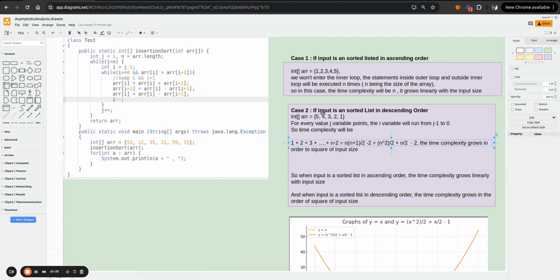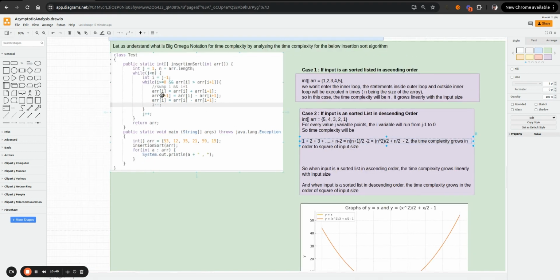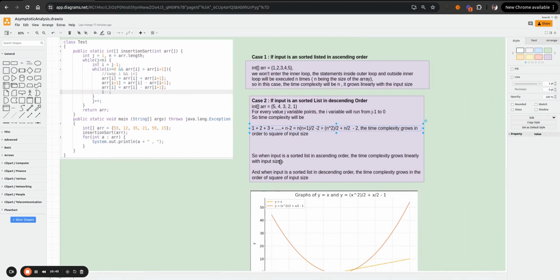When we are at the first element, we'll do one swap, and when we are at the second element, we'll do one swap. When we are at the third element, we'll do two swaps, like this. And when we are at the last element, we'll do n minus two swaps, n being the size of the input. If we calculate the number of times these instructions will be evaluated, it will be n square by 2 plus n by 2 minus 2. Basically, it will be order of the square of the input size. So in this case, the time complexity grows in order of the square of the input size.